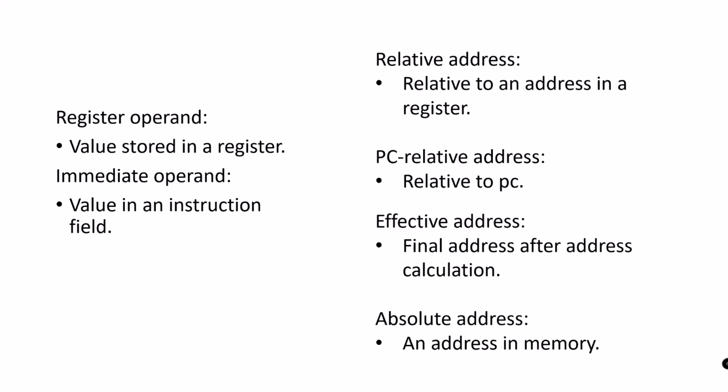A relative address is relative to an address given in a register. A PC relative address is relative to the program counter. An effective address is the final address after any address calculations. And an absolute address is an address in memory. Let's use some examples to illustrate address calculations.